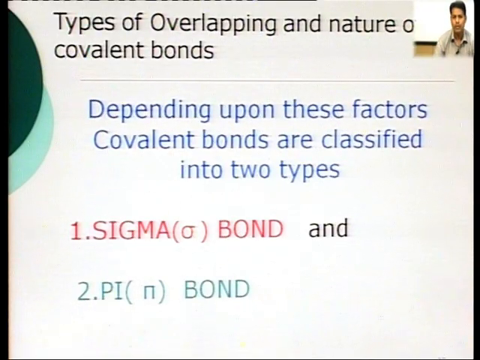Types of overlapping nature of covalent bond. Depending upon these factors, covalent bonds are classified into two types, sigma bond and pi bond. So, depending upon the overlapping, there are two types of bond, sigma and pi bond.